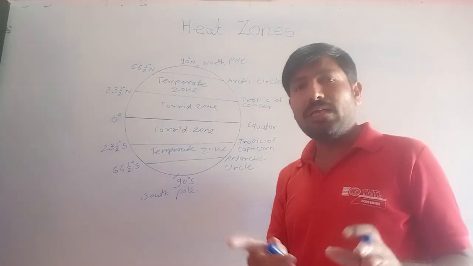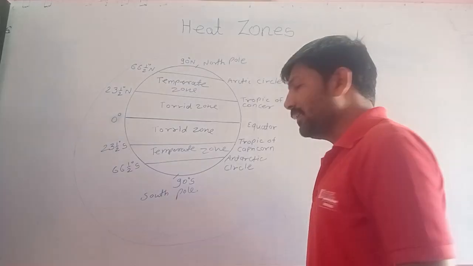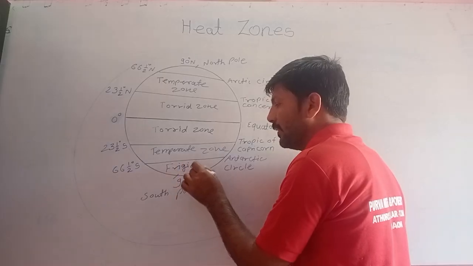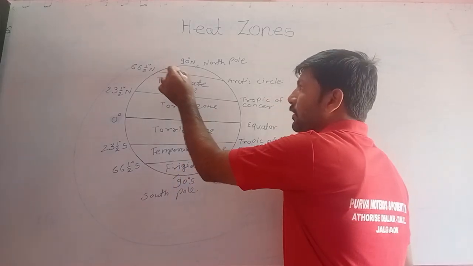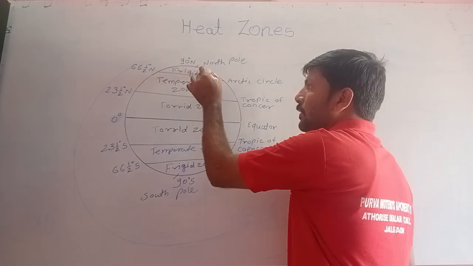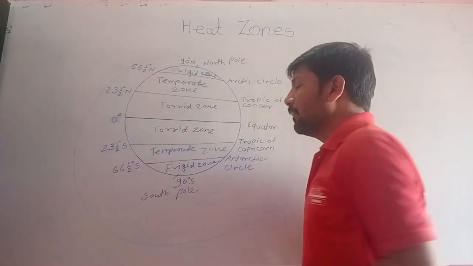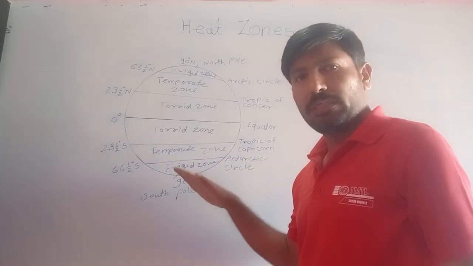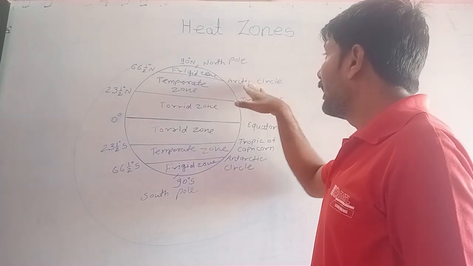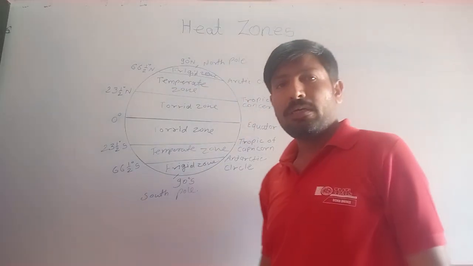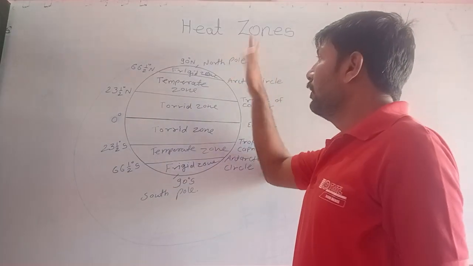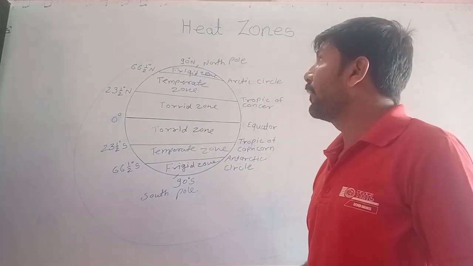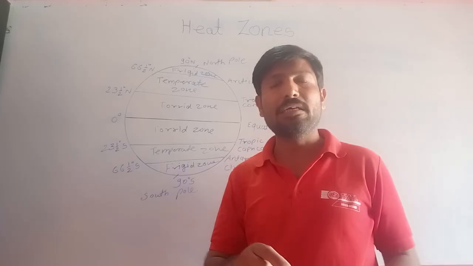The last heat zone is the frigid zone. This is the location of a frigid zone, and this is another location of a frigid zone. These frigid zones lie between Antarctic Circle and South Pole in the southern hemisphere, and Arctic Circle and North Pole in the northern hemisphere. So these are the locations of the three heat zones in the world.